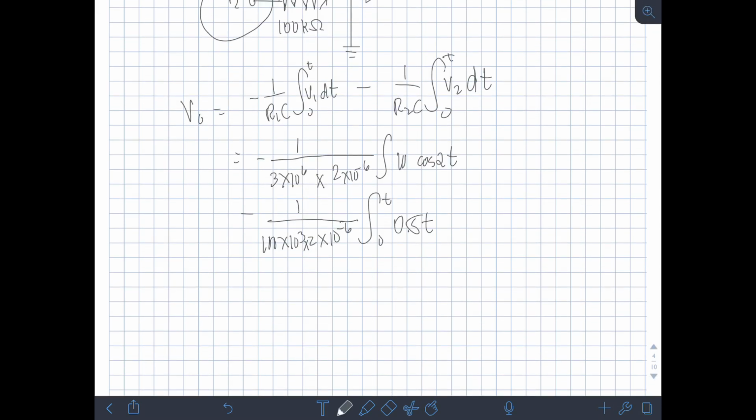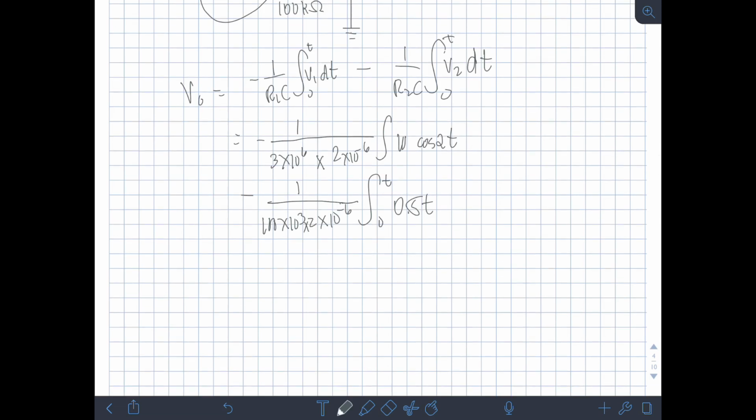Okay? Ngayon, simplify natin. Integrate natin. Ano yung integral netong 10 cosine 2t? So, itong 10, pwede nating ilabas. Tapos, ang integrate natin itong cosine 2t. So, obviously, ang integral ng cosine ay sine. Kasi meron tayong 2, so parang magkakaroon tayo ng over 2. So, parang negative 1 over 3 times 10 raised to the 6 times 2 times 10 raised to the negative 6. 10, nilabas ko yung constant na 10 over 2 para to dun sa 2 ng cosine 2t. And then, magiging sine 2t na siya.